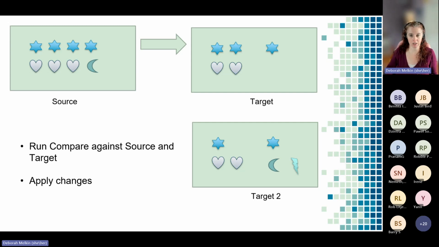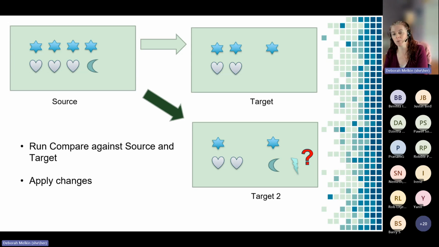Now for our target 2, it works the exact same way. It runs the compare against the source and target, and it applies the changes. Now we still have the question about what that lightning bolt is. Is it a deprecated object? Is it schema drift? What is it and what were you supposed to do? Again, you can configure these tools to say, hey, here's what I want to happen whenever I run across objects that are not in my source.